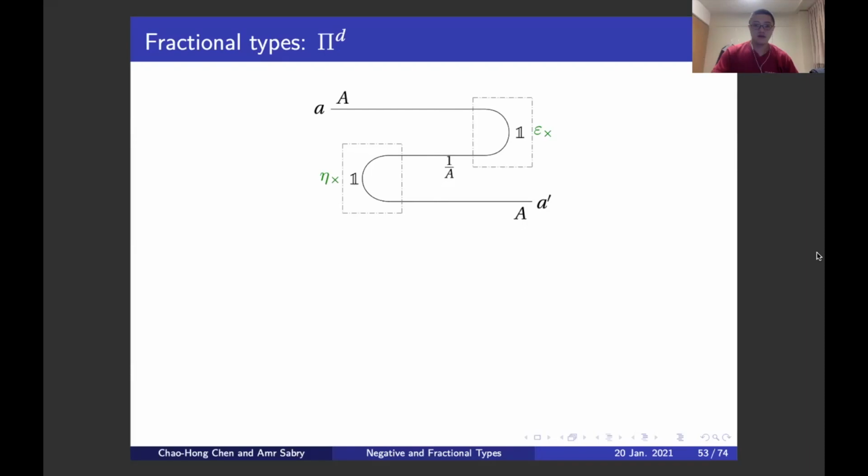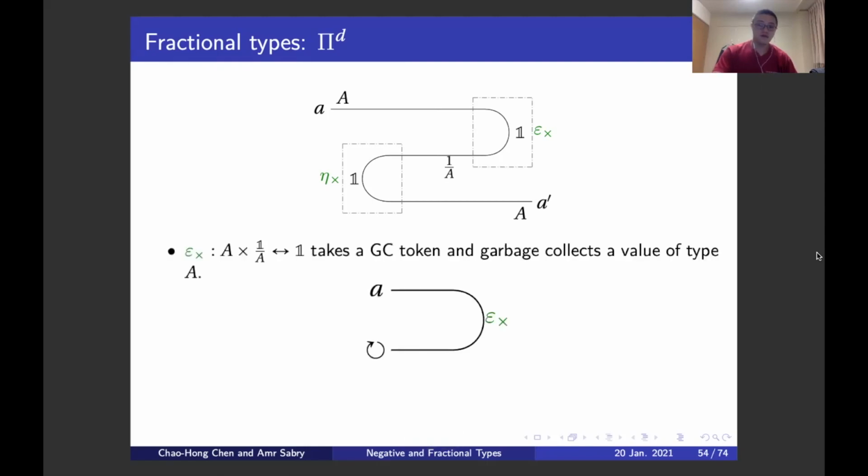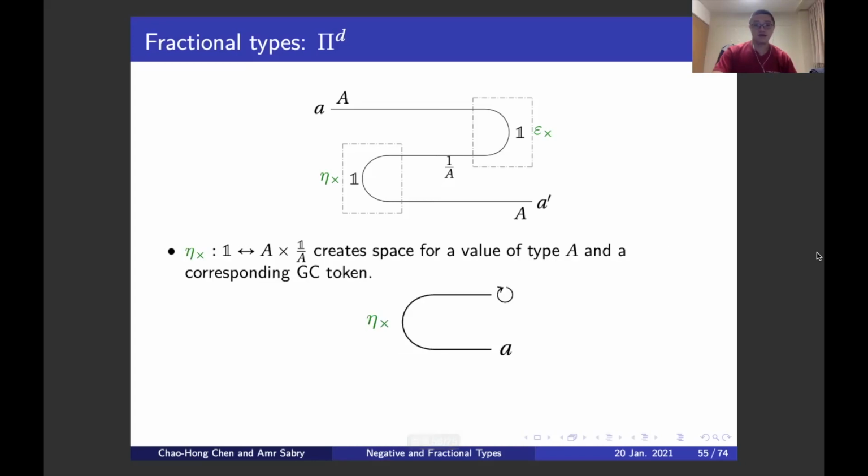Now let's think about fractional types. So our goal is to satisfy this diagram. Now for epsilon, it takes GC tokens and collects a value of type A and deallocates the space of both of them. And eta creates a space and a corresponding GC token of these fractional types.